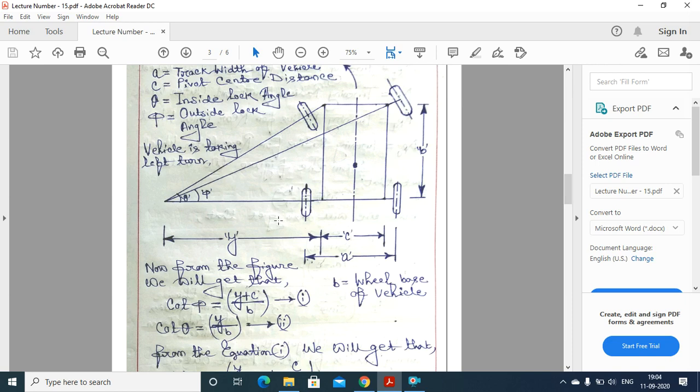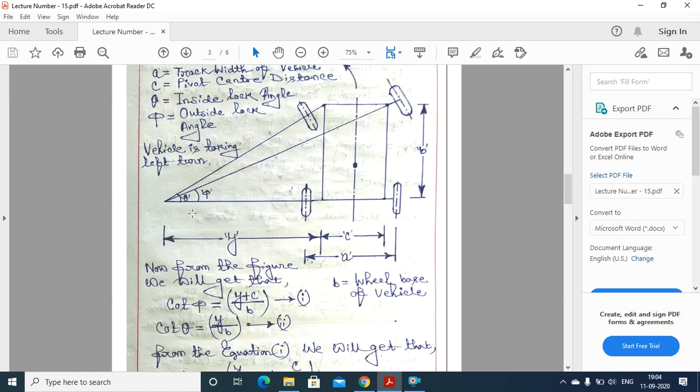What is the formula of tan theta? Tan theta formula is perpendicular by base. So for the cot theta, it will be the reciprocal of the tan theta, so it will be base by perpendicular. So for the cot phi, the formula will be base by perpendicular.